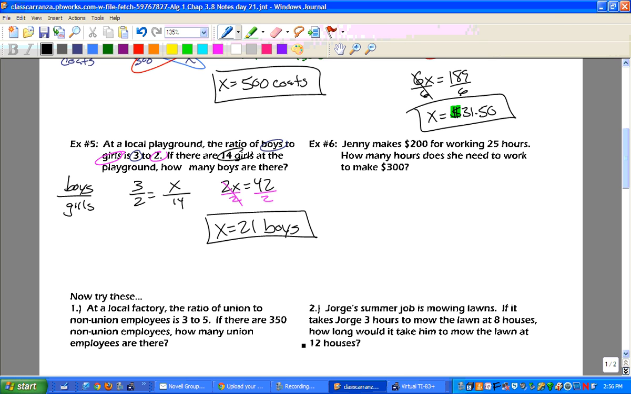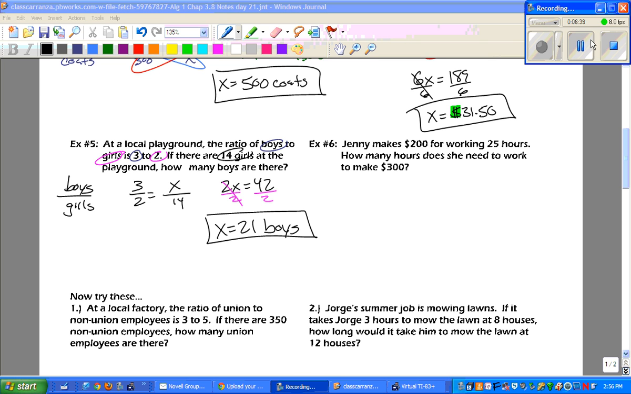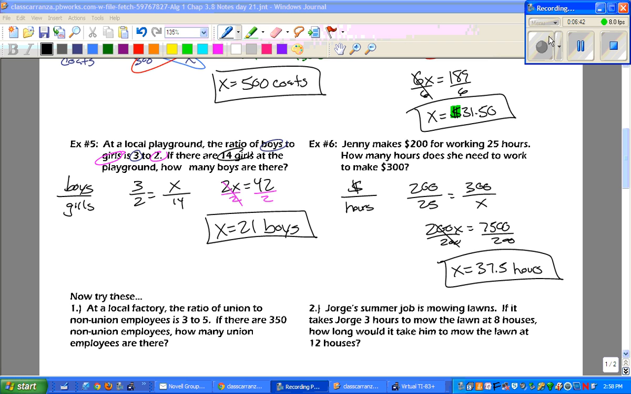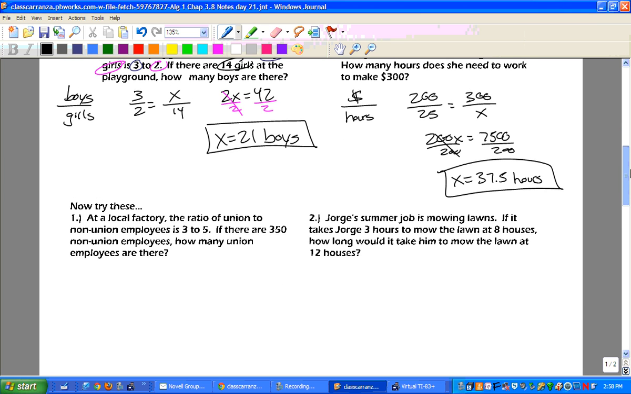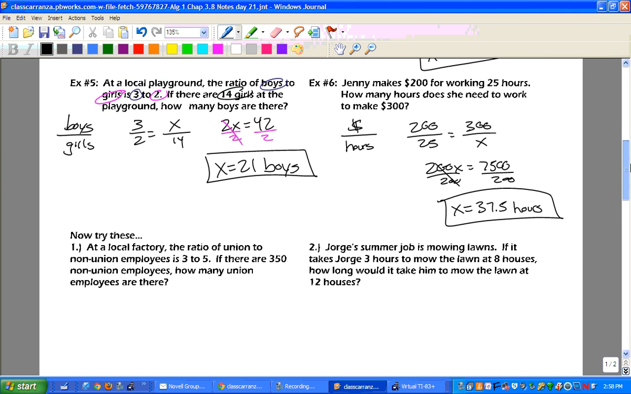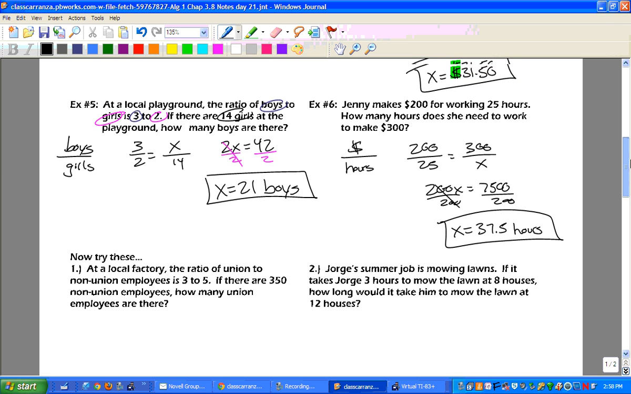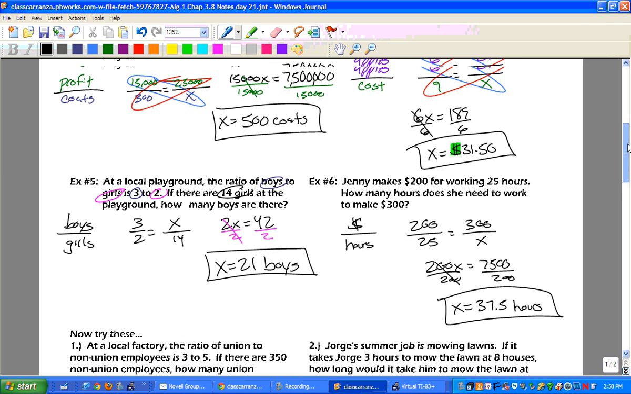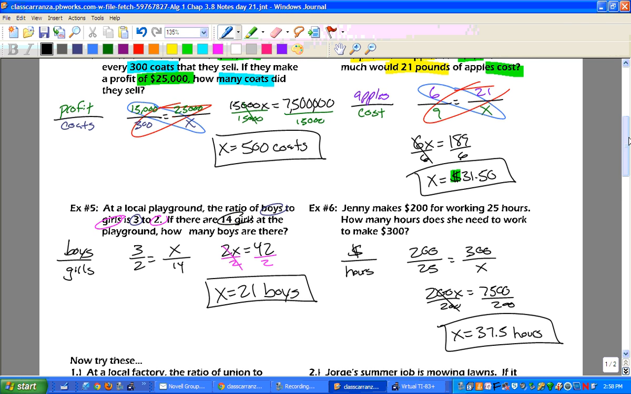Okay, why don't you try example number 6 real quick? Pause the video and see how you do. Okay, and there's your answer. Now, if you want the answers to 1 and 2, you're going to have to look at the answer key that's on the website. If you have any questions, please come find Ms. Carranza or myself.